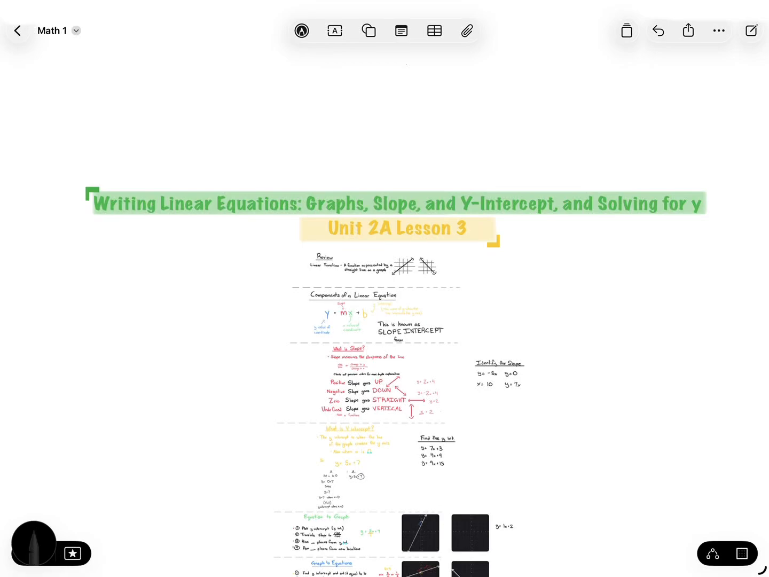This is Unit 2A, Lesson 3 of Algebra 1 Honors or Integrated Math 1 Honors. This is writing linear equations, graphs, slopes, and y-intercept, as well as solving for y.